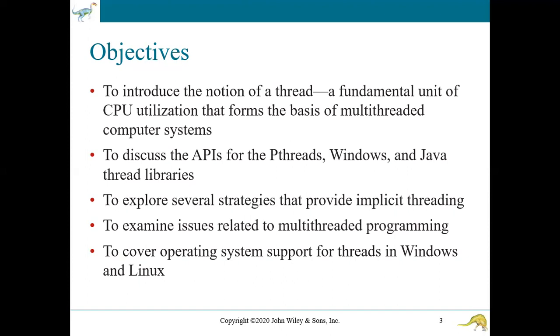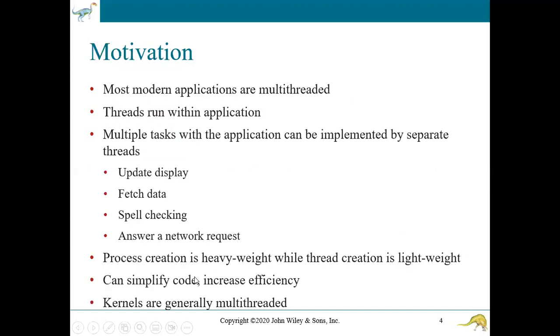So operating system support for threads in Windows and Linux. Windows and Linux are the more popular operating systems. Most modern applications are multi-threaded, because the designers these days support thread programming. Update, display, fetch data, spell checking: these are all different methods in a program. In a program, you have a set of methods.